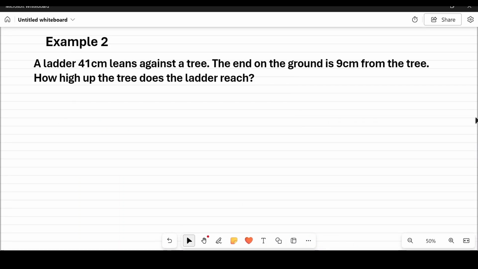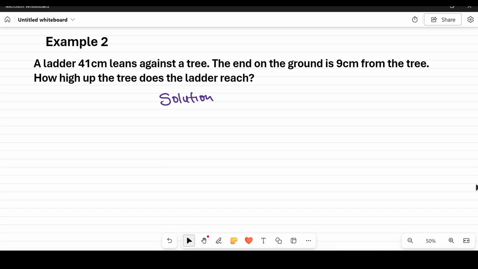Example 2 says, a ladder 41 cm leans against a tree. The end on the ground is 9 cm from the tree. How high up the tree does the ladder reach? Just pause the video and feel free to solve it.